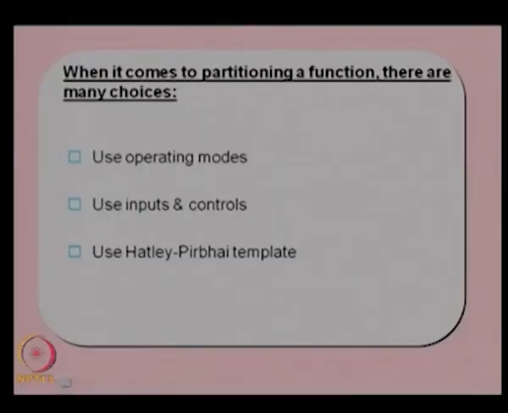So, how do we do this partitioning of functions? We actually have different methods of doing this. One is known as operating modes. You take an operating mode and find out the top level function for that operating mode and then start dividing that function into sub functions. Or you can use inputs and controls. You can take one input of the system, see what is happening to this input, and find out the top level function which converts that input to an output, and then look at the control signals needed for that conversion, and based on that we divide this into small functions.